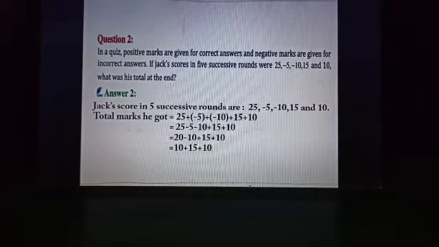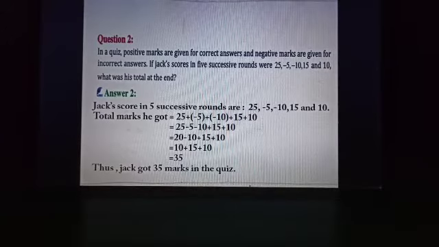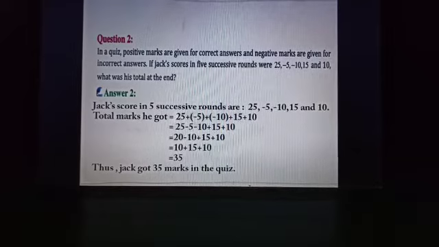Now 10 plus 15 plus 10 will give you 35. So here you can see that Jack's got 35 marks in the quiz.